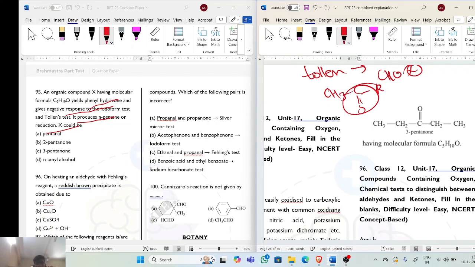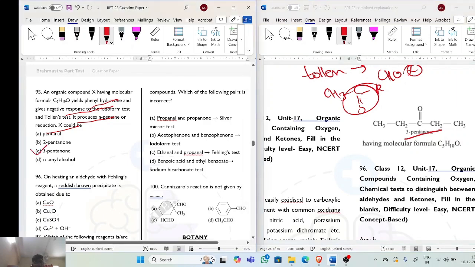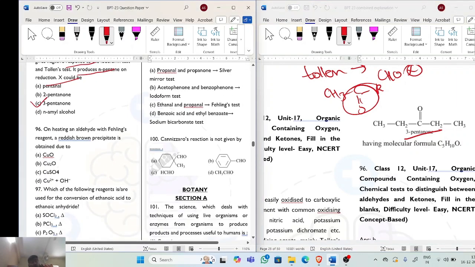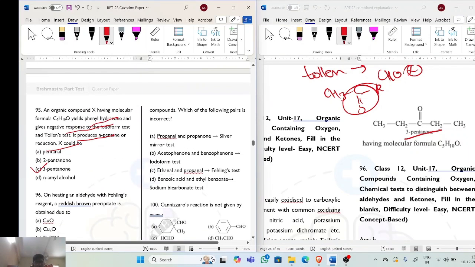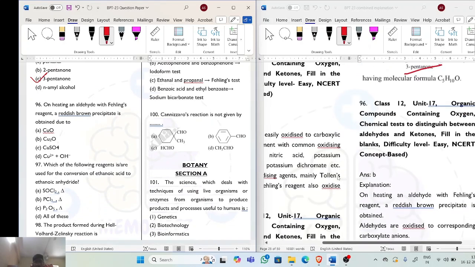So after analyzing these two conditions and all the options, we can directly say that 3-pentanone is our correct answer, because aldehyde group is not present, hence it will have the negative Tollens test. So option number C is our correct answer. Yes, option number 3 is our correct answer. X could be, yes.